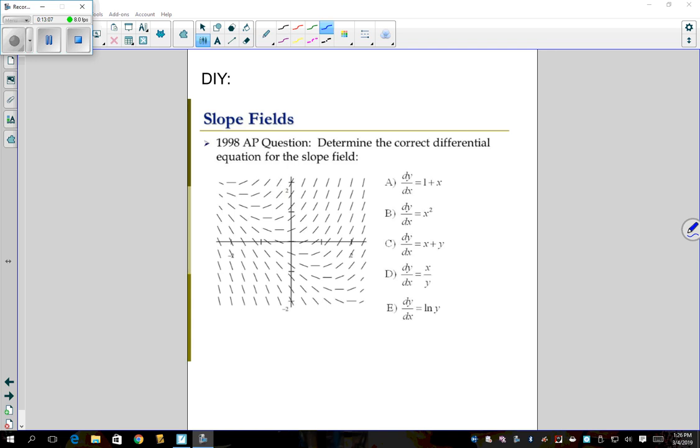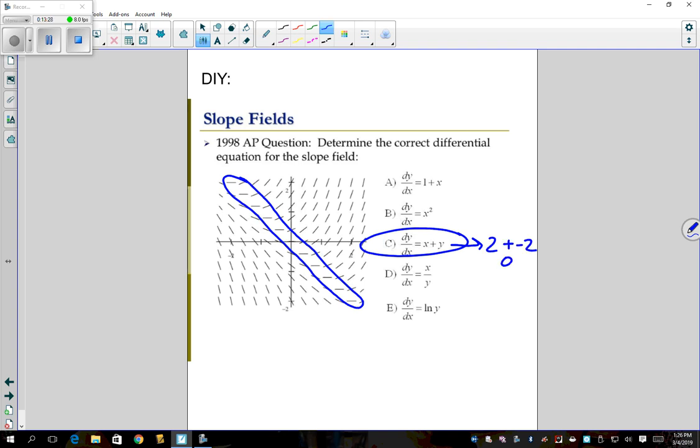So the answer to this is C. If you notice along the diagonal y equals negative x, those slopes are all 0. So this tells us, let's say if x equals 2 and y equals negative 2, that slope is 0. So that's a big key indicator as to how we could figure this out.